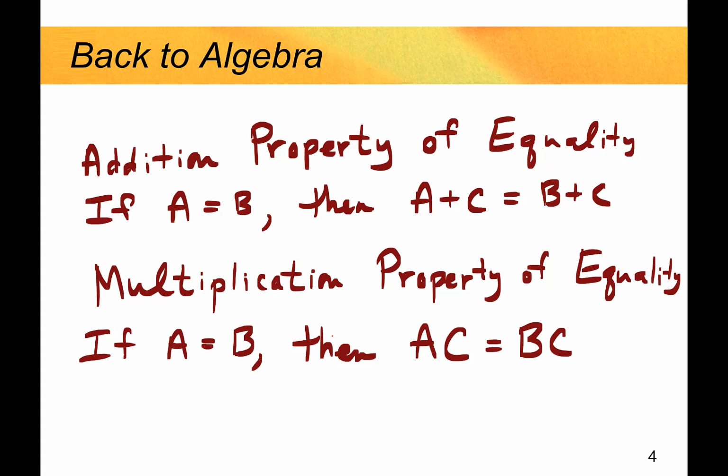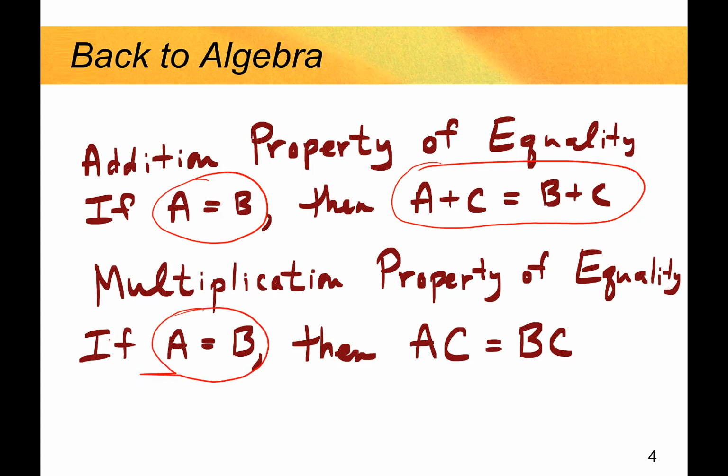So just a quick reminder from algebra here. The addition property of equality says if you have two things that are exactly the same, you can add a third element. As long as that same element is added to both sides, you can still keep your equal sign. Same thing here. The multiplication property of equality says if two things are equal to each other, you can multiply both sides by a third item. As long as it's the same, you can still keep your equal sign.